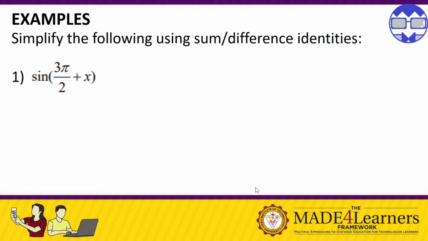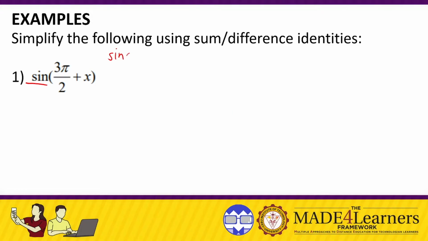Let's have example 1. We're asked to simplify the following using the sum or difference identities. Example number 1: we have sine of 3 pi over 2 plus x. Since this is sine, we're going to use the sin cos, cos sin pattern.